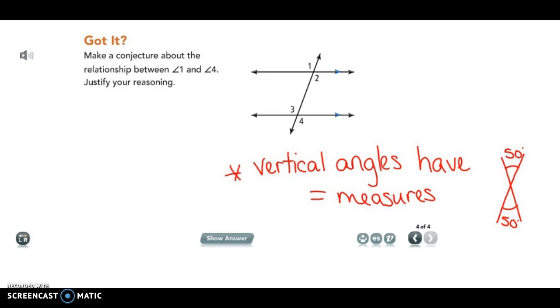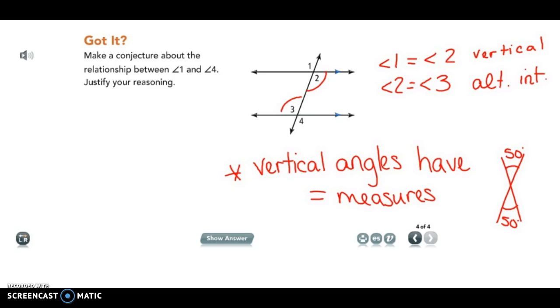Okay, so now we should be able to say angle 1 and angle 2 are going to be congruent. So measure of angle 1 is going to equal measure of angle 2 just because they are vertical. So we're going to go ahead and prove that by saying vertical angles. Okay, measure of angle 2 is alternate interior to measure of angle 3. So we know that these two are the same because they are alternate interior.